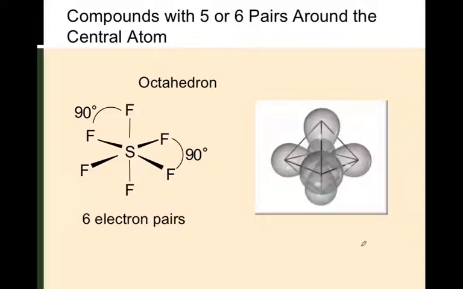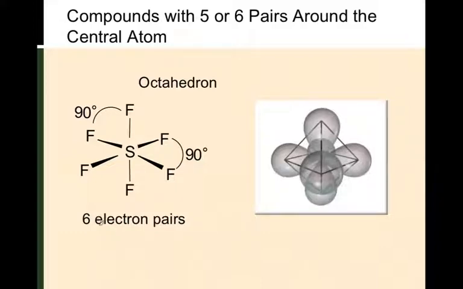So compounds with 5 or 6 pairs around the central atom. This is looking at this in more detail. This is the case where we have an octahedral molecular geometry and an octahedral electron pair or electron domain geometry. So hopefully you're starting to see the difference between what an electron domain geometry is and what a molecular geometry is. A molecular geometry only considers the actual bonds whenever it's giving its descriptor, but in the case of the electron domain geometry, it also considers the lone pairs.